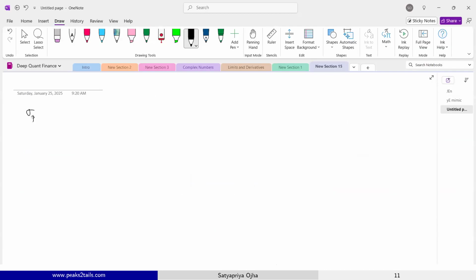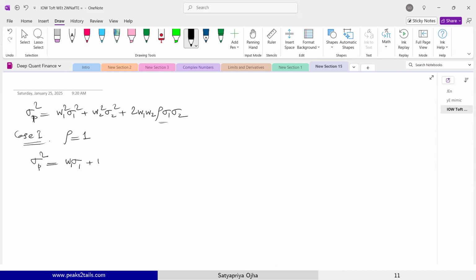This is very simple, guys, and you all must remember this. What is the variance of the portfolio? Sigma p squared equals, say, W1 squared sigma 1 squared plus W2 squared sigma 2 squared plus 2 W1 W2 rho sigma 1 sigma 2. Case 1: rho equal to +1. Then sigma p squared becomes, look at the last term, 2 W1 W2 sigma 1 sigma 2, right? Isn't that this?